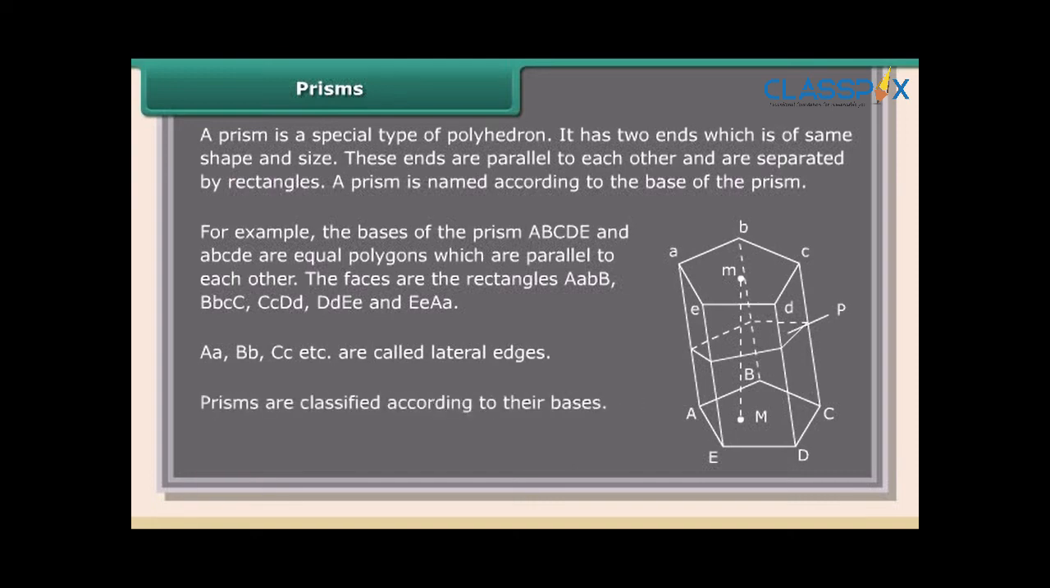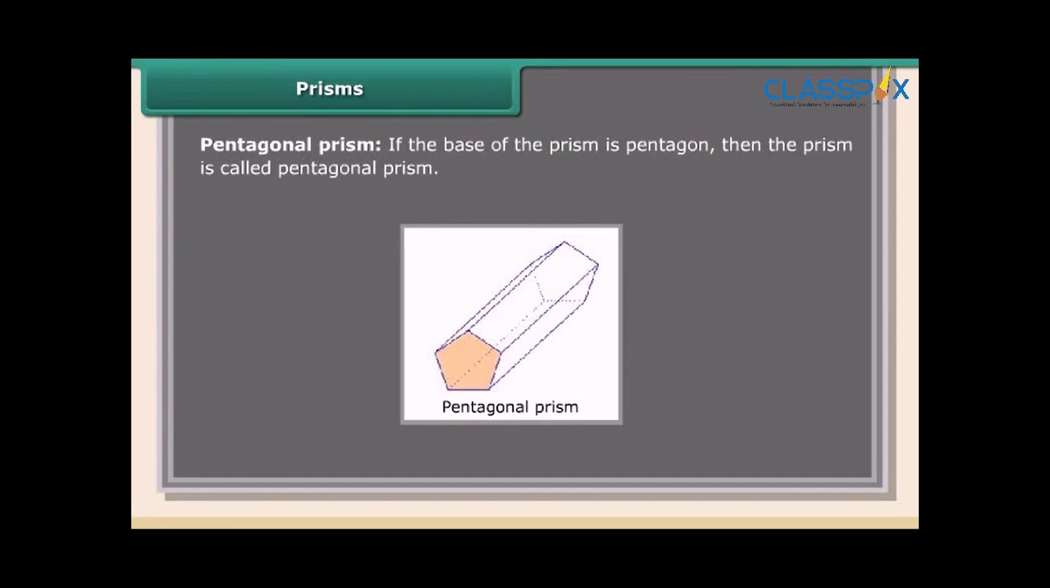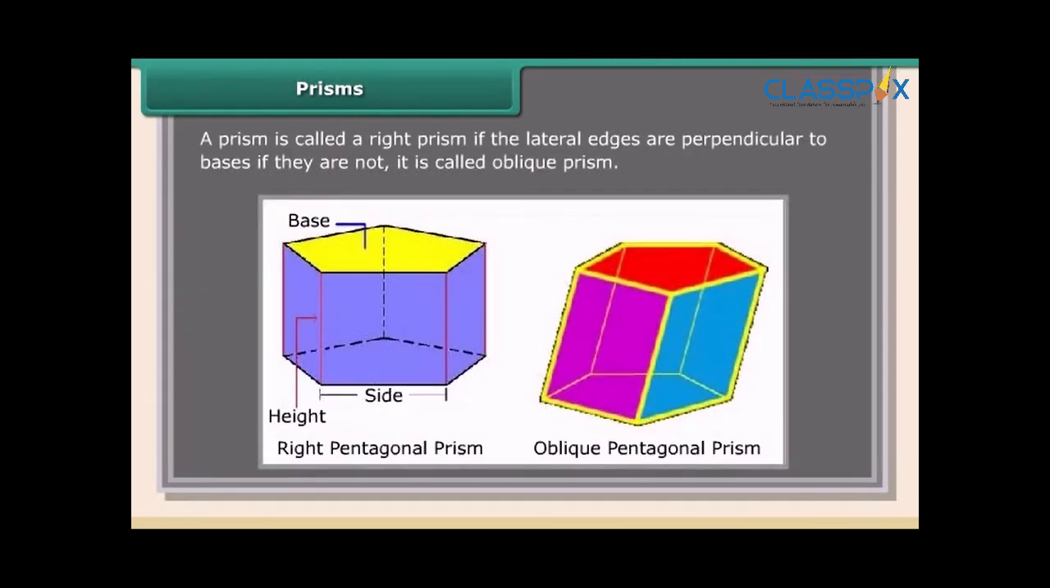Prisms are classified according to their bases. Triangular prism: a triangular prism is composed of 2 triangular bases and 3 rectangular sides. Pentagonal prism: if the base of the prism is a pentagon, then the prism is called pentagonal prism. A prism is called a right prism if the lateral edges are perpendicular to the bases. If they are not, it is called oblique prism.